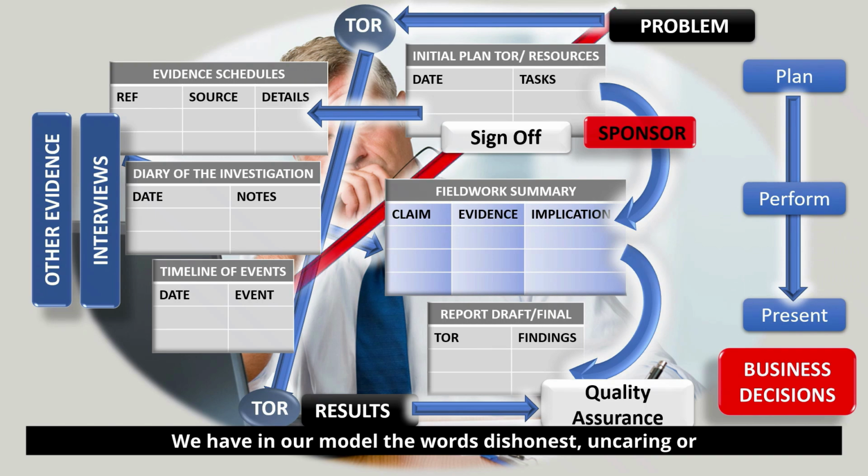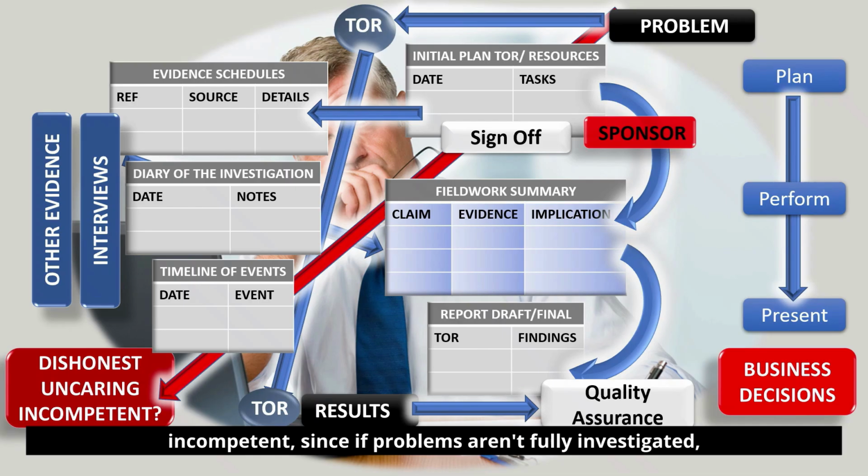We have in our model the words dishonest, uncaring or incompetent, since if problems aren't fully investigated, it may mean senior management dishonestly condones the actions or failure to act that led to the problem in the first place, doesn't really care enough about the matter in question to make sure it is fully concluded, or is so incompetent that they don't realise there's a problem that has been neglected.